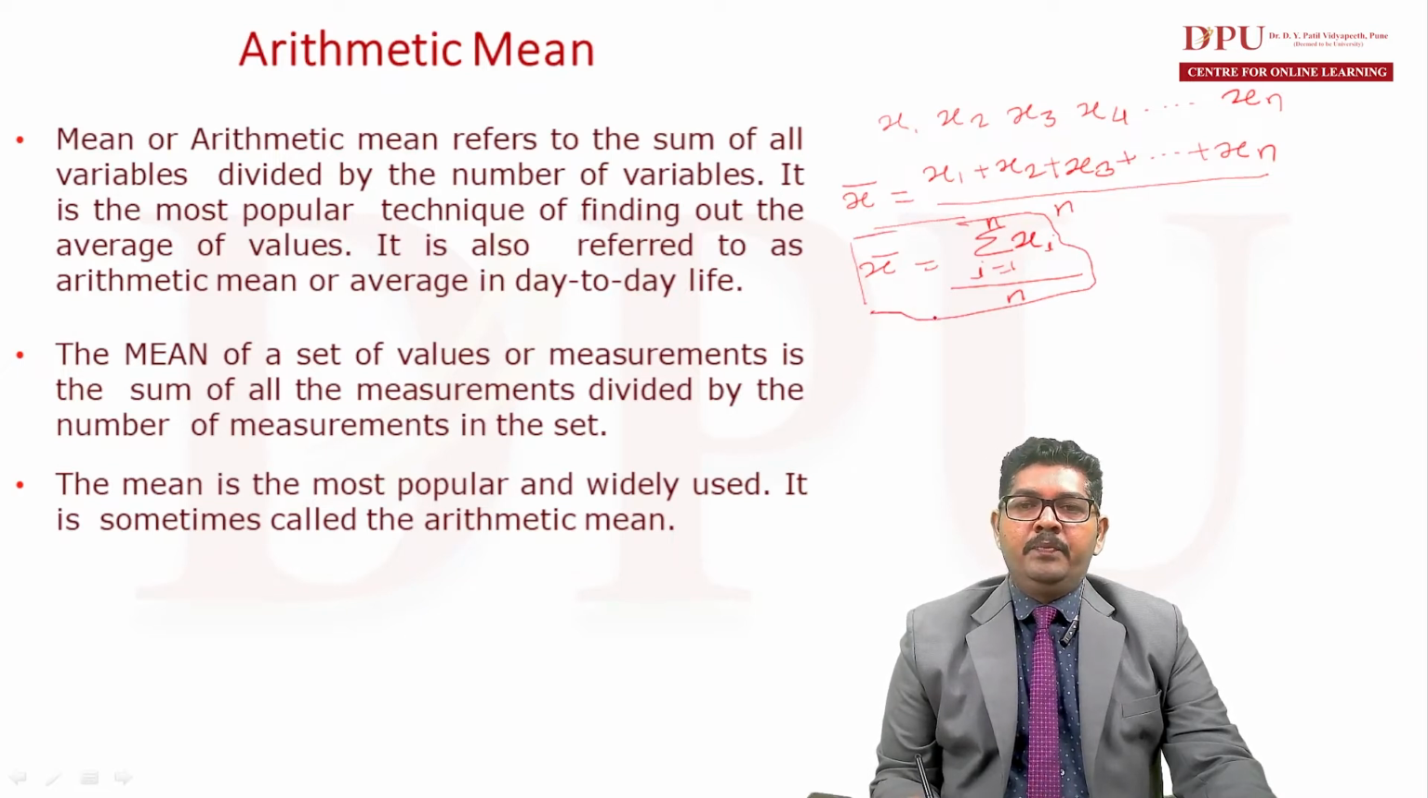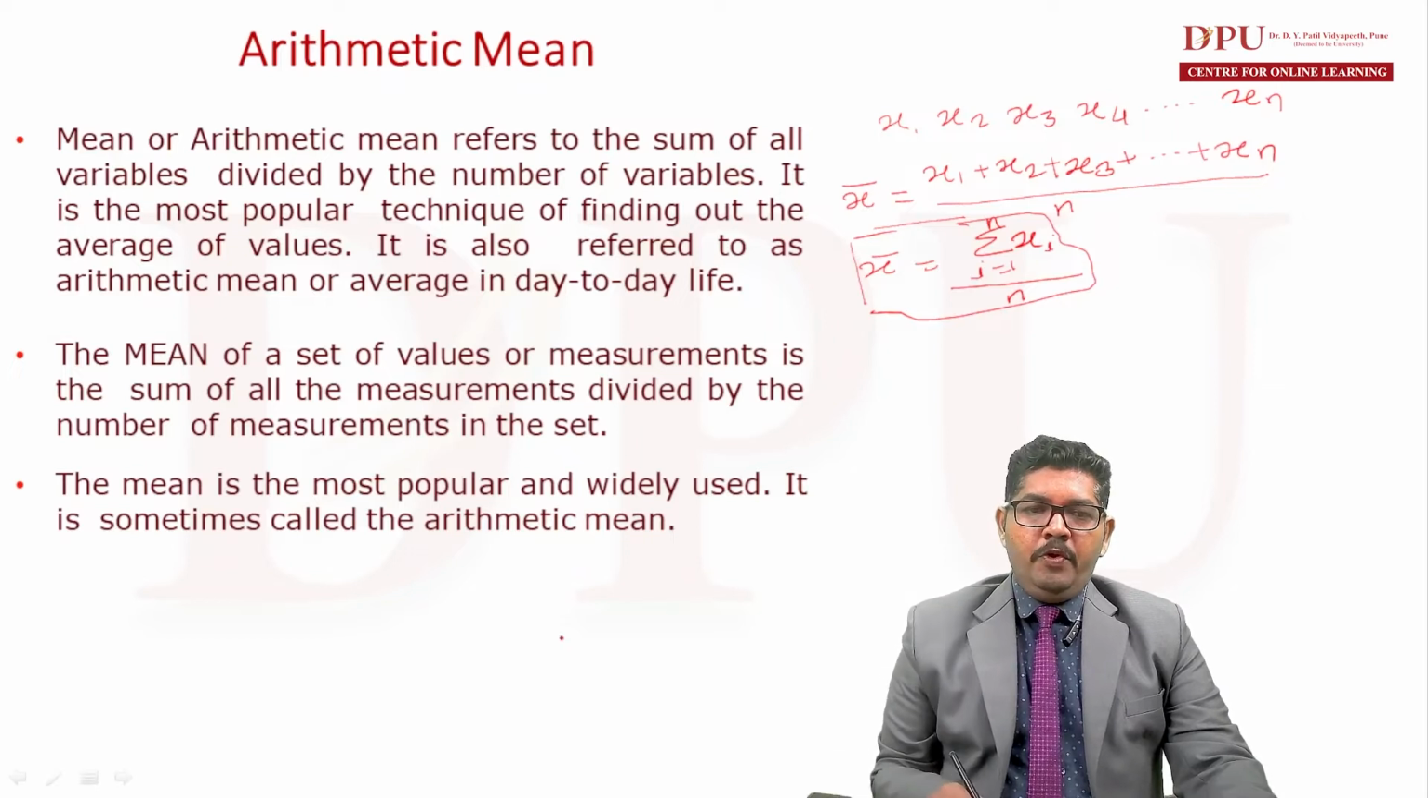The mean of a set of values or measurements is the sum of all measurements divided by the number of measurements in the data set. The mean is the most popular and widely used measure of central tendency, and the arithmetic mean is commonly called the mean. So this is how we calculate it.